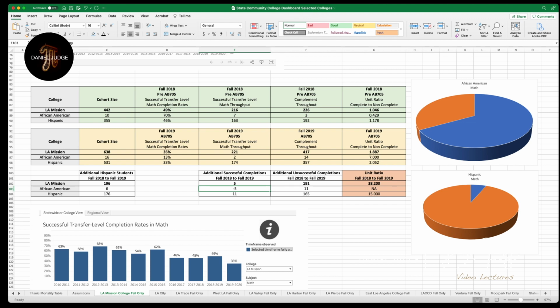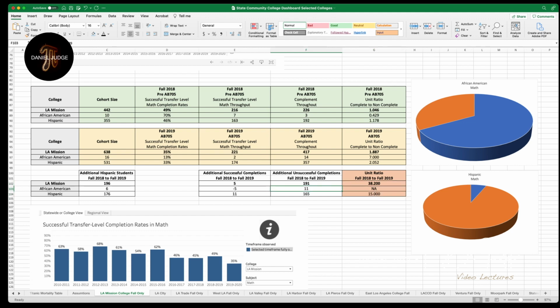And if you look at the complement of the throughput, you went from 3 students who did not get through pre-AB705 to 14 who did not get through. That's 11 students who did not get through. So even if I were to assume and fudge the data, because that's a negative number, even if I said, no, change it to 1, right? What does that mean? Because I don't even know how to deal with the negative ratio, ladies and gentlemen. This is what I put for the unit ratios over here. I put not applicable because that's a negative number.